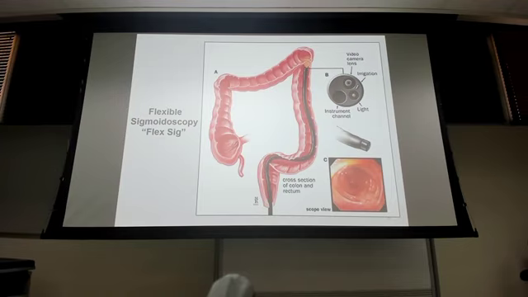So colonoscopy usually preferred for most diagnostic evaluations. But if it's something that's lower in that large intestine, and if we think it's somewhere from descending colon down through all the way to the rectum, then we can use the flex sig.